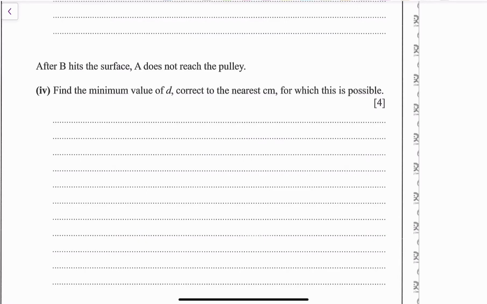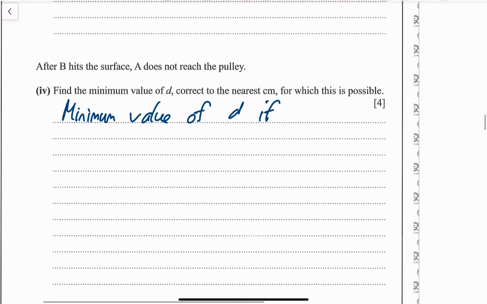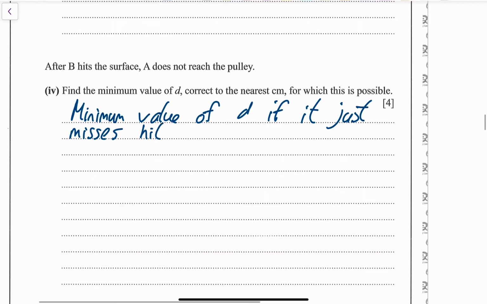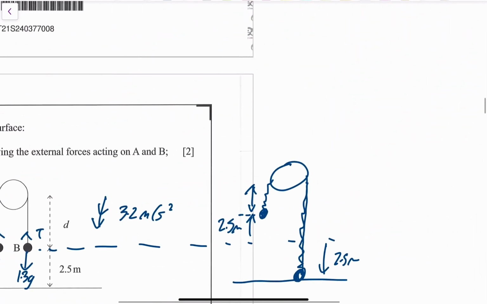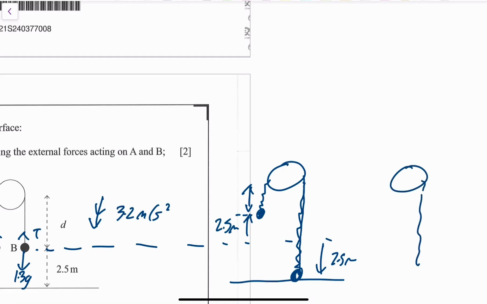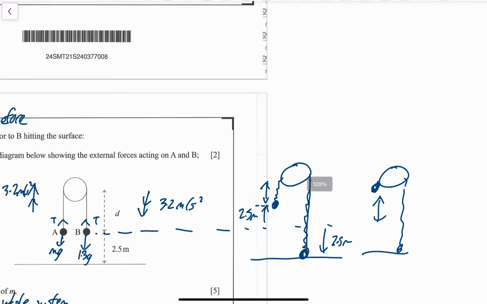The minimum value of D is going to be if it just misses, I've said, or I could have said avoids, hitting the pulley. Okay, so it goes up here. If you imagine, once it goes there, that's still slack, that's still on the ground. This goes up and it just gets to here, but it doesn't actually hit. So it's gone up all that distance, and we want to find the minimum value of D.